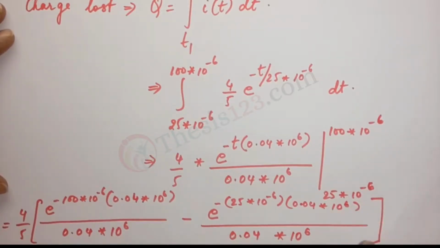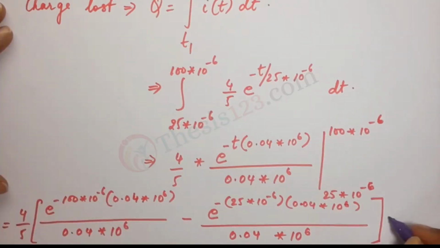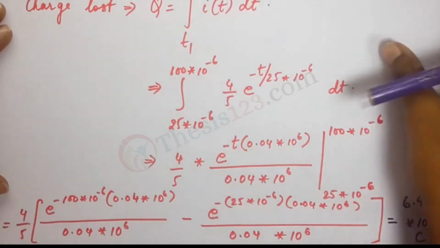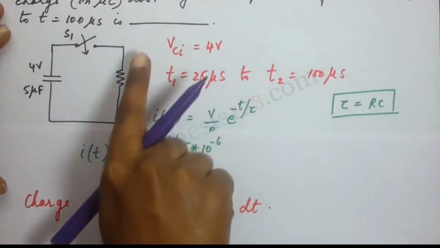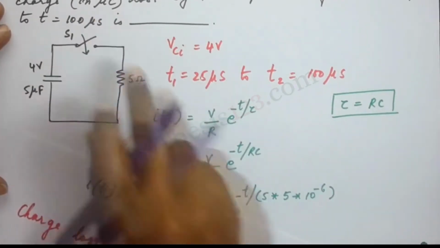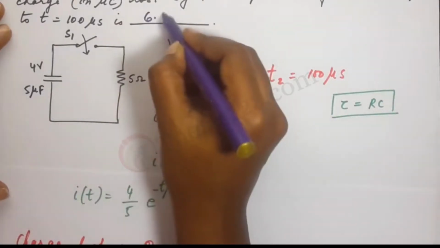Now I will leave the simplification to you because it's just basic algebra. You can use your calculators to enter the values and find out. We'll get the final answer as 6.99 into 10 power minus 6 coulomb. Now that is our final answer. Since it's been asked for microcoulomb, we don't have to put in the 10 power minus 6, we just put in 6.99.